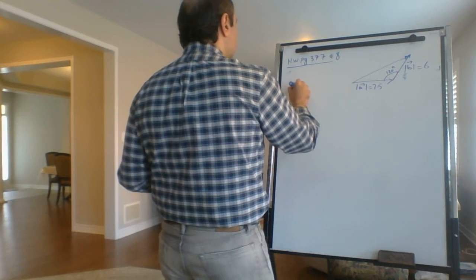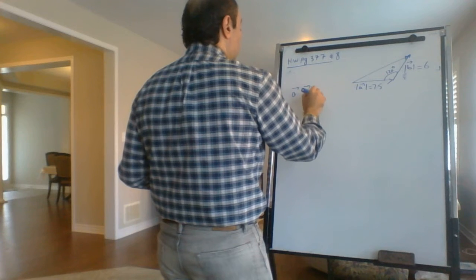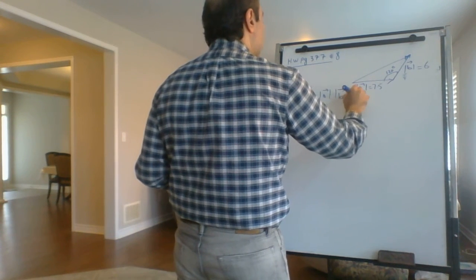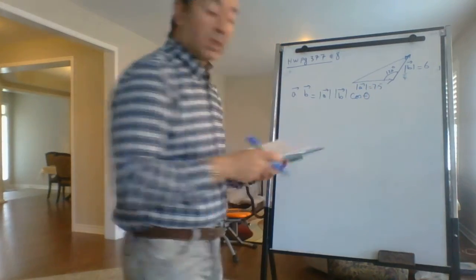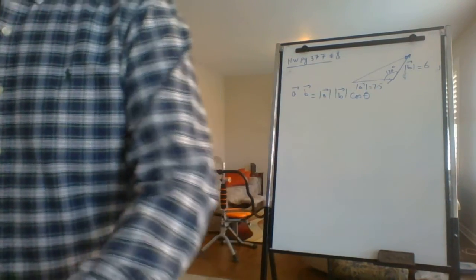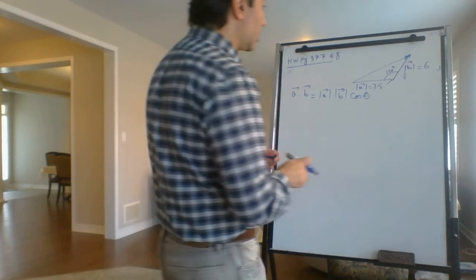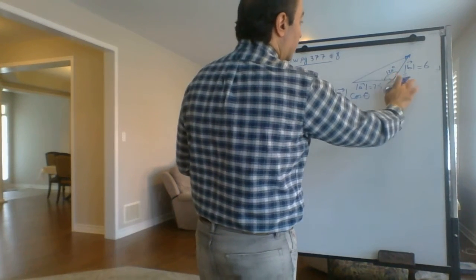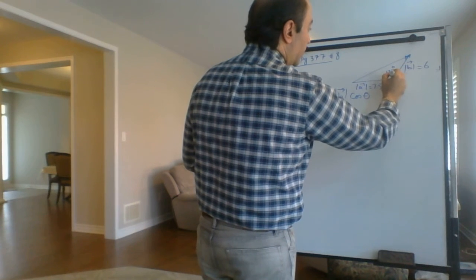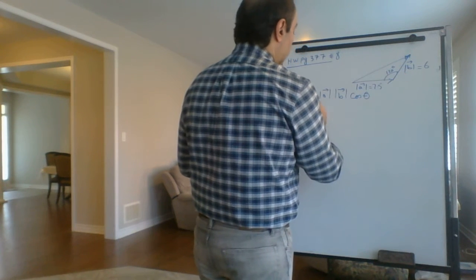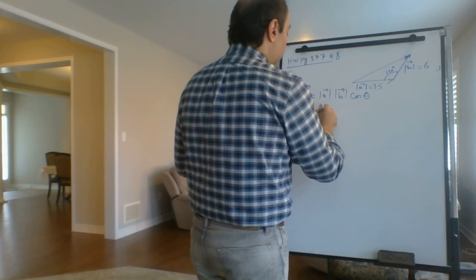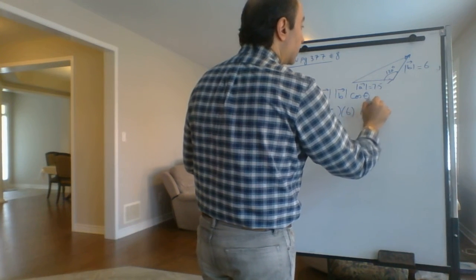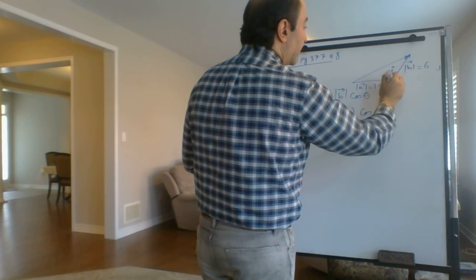We need A dot B. So A dot B is the magnitude of A times the magnitude of B times cosine theta. Theta is the angle between the vectors, and the angle between the vectors is not the angle between the head and the tail. So I think the mistake you have made, Maya, is you considered this the angle. So 7.5 times 6 times cosine of the angle between them, so it is the angle between the tails.